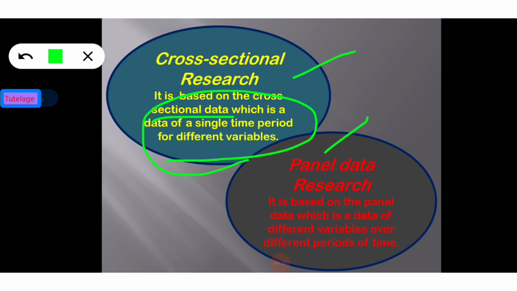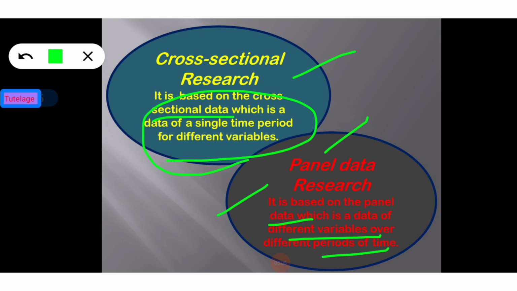Now going to the second one, that is panel data research, and it is based on panel data, which is data of different variables over different periods of time. So in this research type there are different variables and different periods of time. For example, data on production of wheat, rice, pulses in different states of India from 1960 to 2022 will be a perfect example of panel data research.